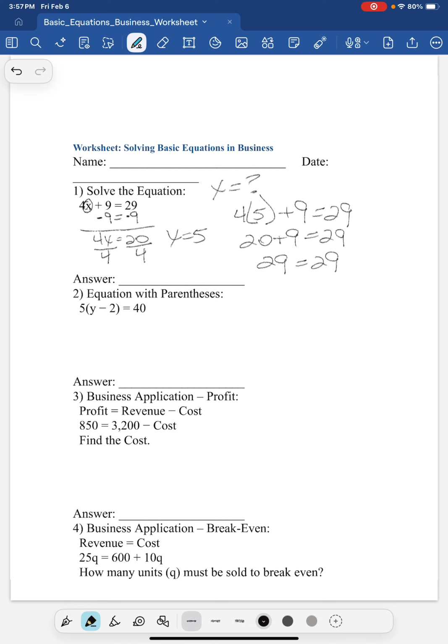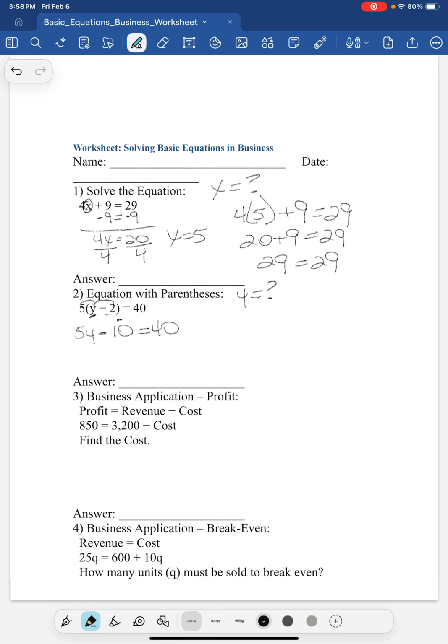Okay, now parentheses, we have to remember what we do with those. How you get rid of parentheses, because y is your variable here. So what you need eventually is y equals something. You multiply this number by each factor inside the parentheses, because what this expression says is 5 times y minus 2. So you multiply the 5 by both. So it's 5y minus 10 equals 40. So now you have your parentheses cleared up.